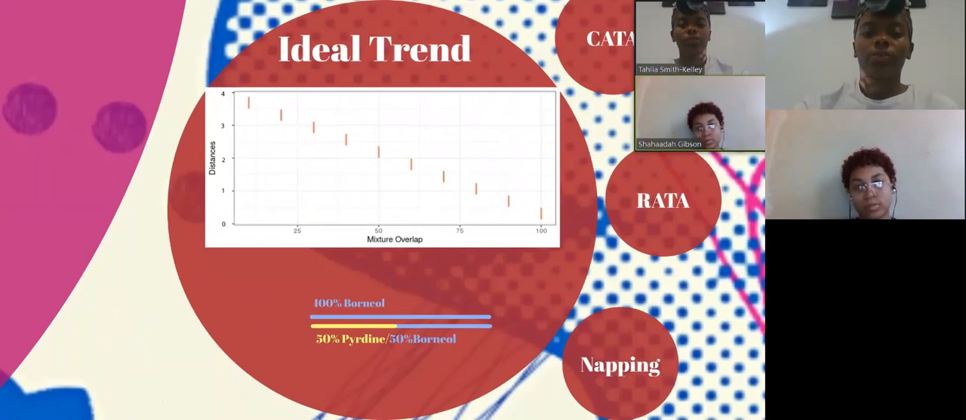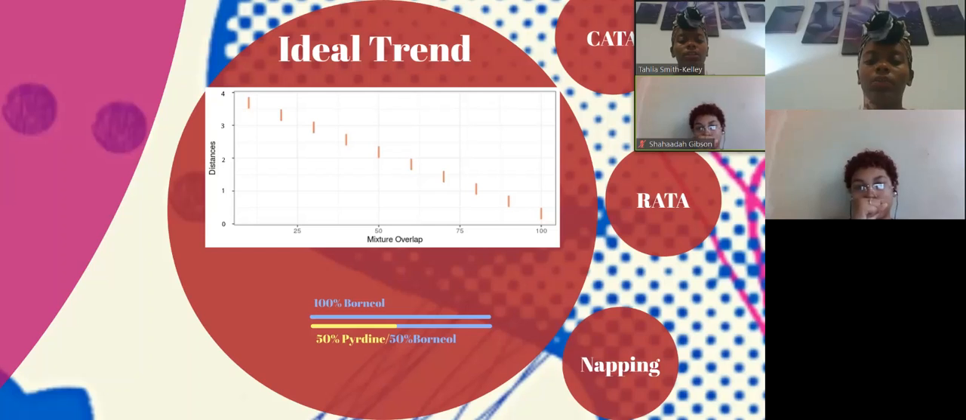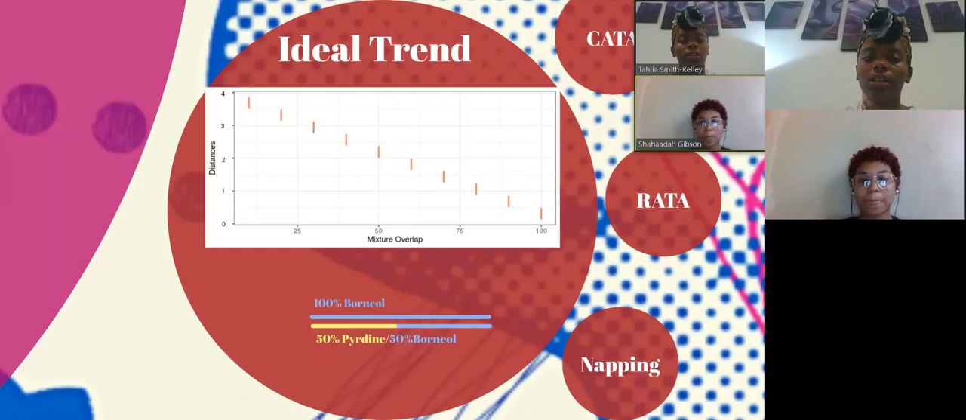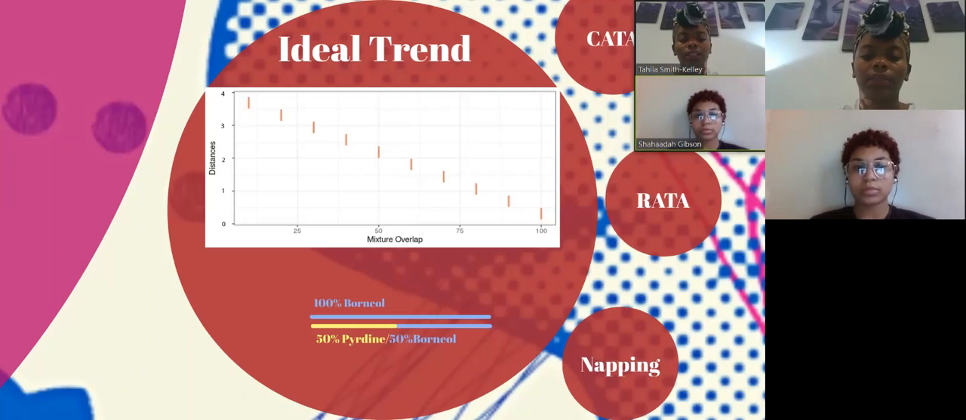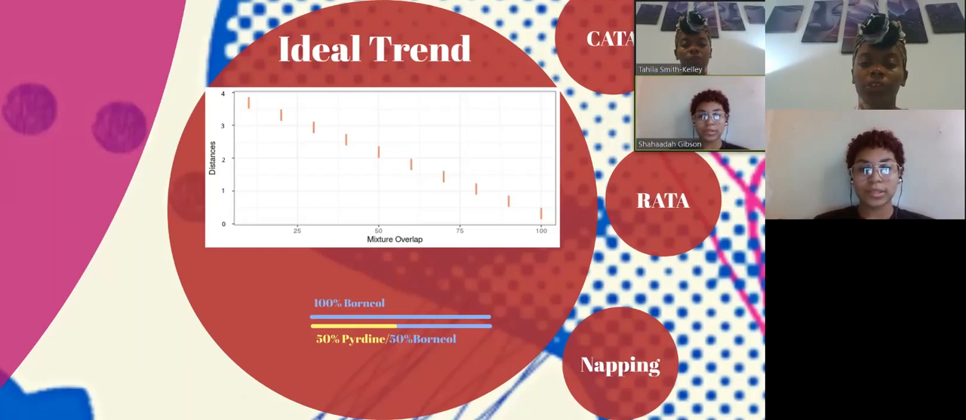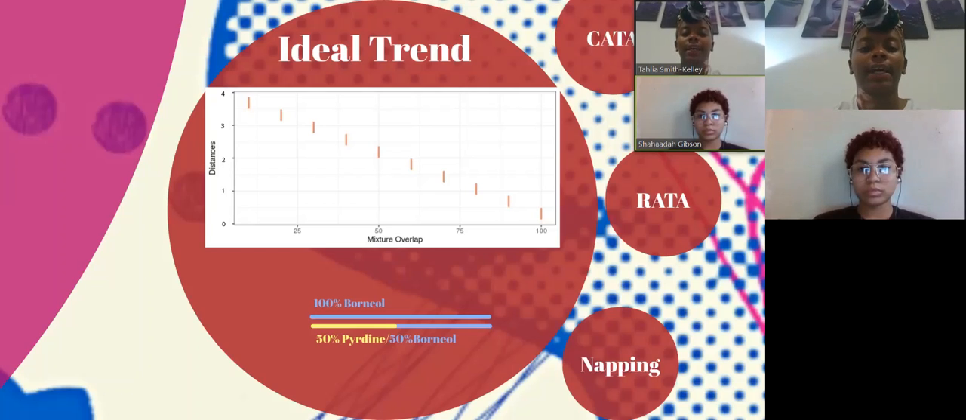So with these two compounds in their mixtures, we also look at their mixture overlap. Here is a sample graph of how we expect the ideal trend to look. On the x-axis, we have our mixture overlap. 0 is where there's no mixture overlap at all; they're two different compounds. And 100 is 100% mixture overlap, when the compounds are exactly the same.